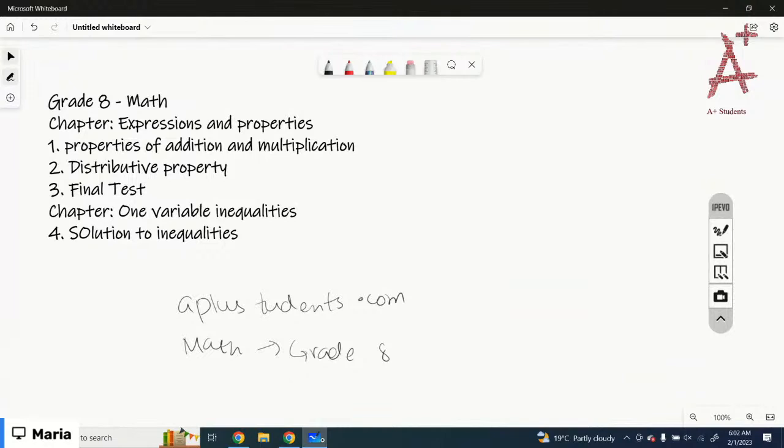We're going to start with the chapter expressions and properties. The lessons we're going to cover today are properties of addition and multiplication, and distributive property. Then we'll do the final test of the chapter. The next chapter we're going to start is one variable inequalities, and the lesson is solution to inequalities. So let's start with the first lesson, that is properties of addition and multiplication.